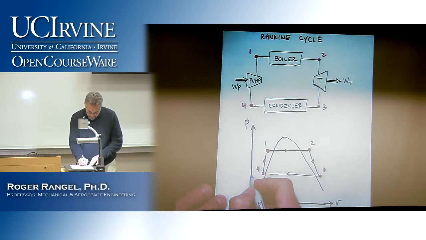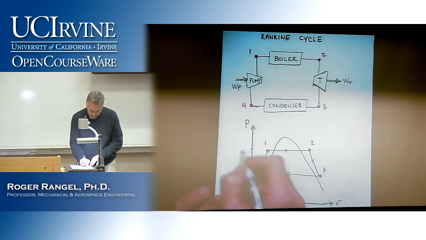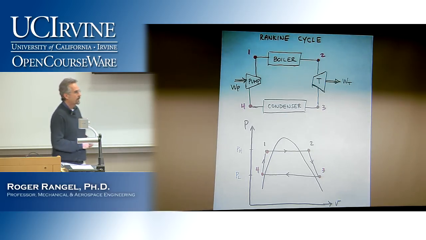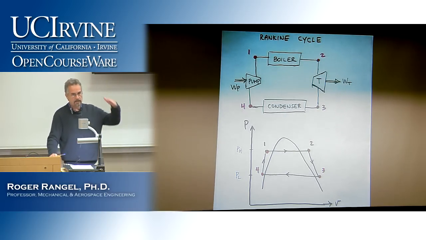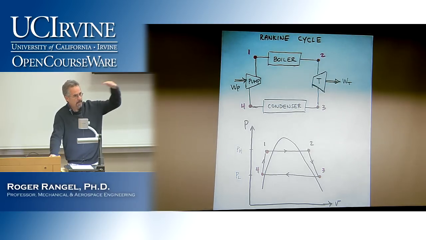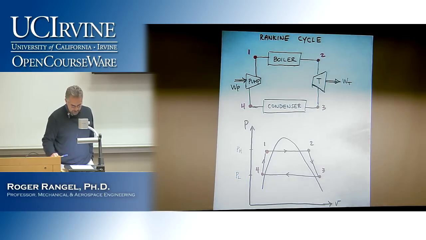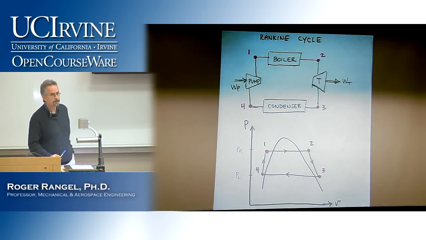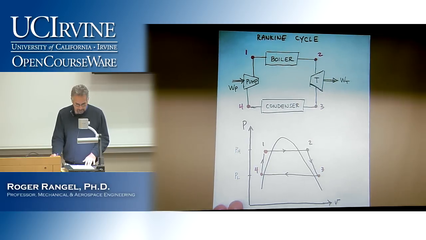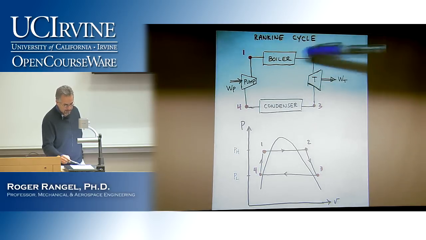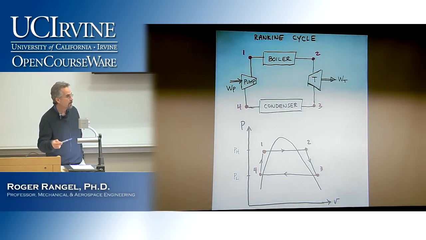So we can label this pressure here the low pressure, and then label this pressure here as the high pressure. And that's how we think of a Rankine cycle, as operating between two pressures: the high pressure, which is the pressure in the boiler, and the low pressure, which is the pressure in the condenser. All right? So our goal then in this chapter is to be able to analyze each one of these components and determine some quantity that is important for us to determine.